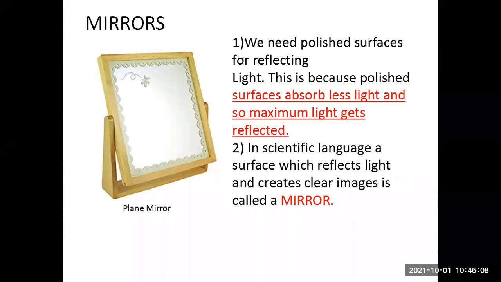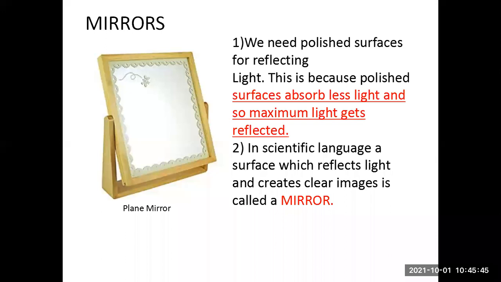So what are basically mirrors? We need polished surfaces for reflecting light, because polished surfaces absorb less light, and so maximum light gets reflected. In scientific language, a surface which reflects light and creates clear images is called a mirror. This is basically the definition of a mirror. It absorbs less light and reflects more, so maximum light gets reflected.